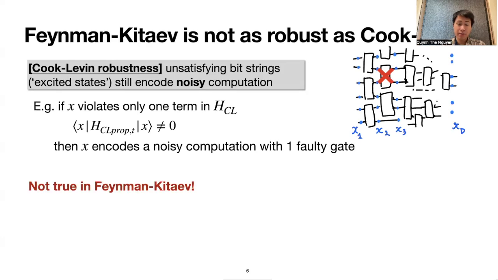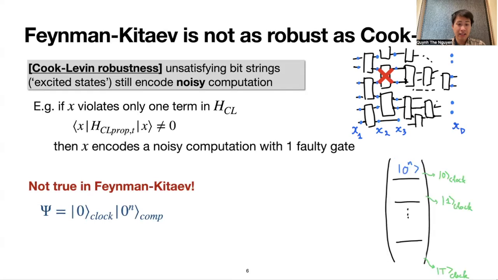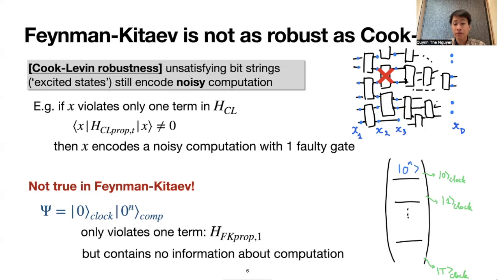This is not true in the Feynman-Kitaev mapping. And we can easily come up with a state, like this one, such that it violates exactly one term in the Feynman-Kitaev mapping, and it contains no information about the computation. In this example, this state is just the all-zero state in the first block, and it has no components in the other blocks, and it only violates the first term in the propagation Hamiltonian.